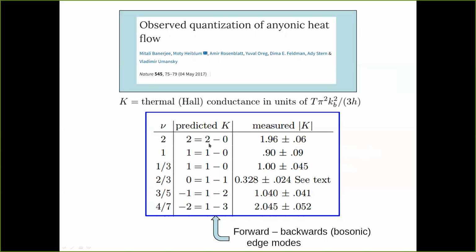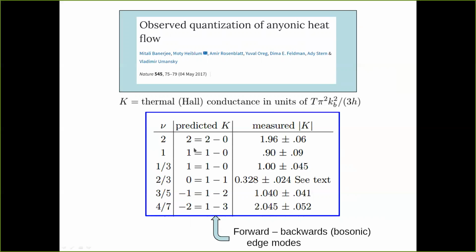I've always written the predicted thermal conductance as a difference between the number of forward-going modes and the number of backwards-going modes. In this table, all the modes are bosonic. Each mode has central charge 1. All modes are on equal footing. It's just a question of whether a mode is going forward or a mode is going backwards along the edge.